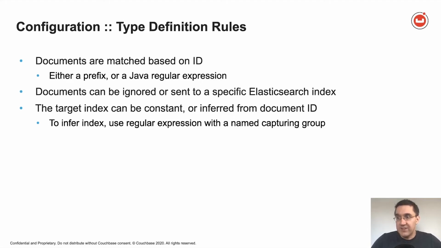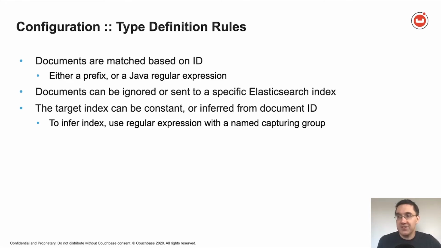Each rule has a document ID condition. If a document ID matches the condition, the document is written to the index specified by that rule. Or a rule can also say to ignore documents that match the condition. The rule can compare the document ID against a static prefix or against a regular expression. This regular expression may contain a capturing group that identifies the destination index. Otherwise, the type definition rule specifies a static destination index.